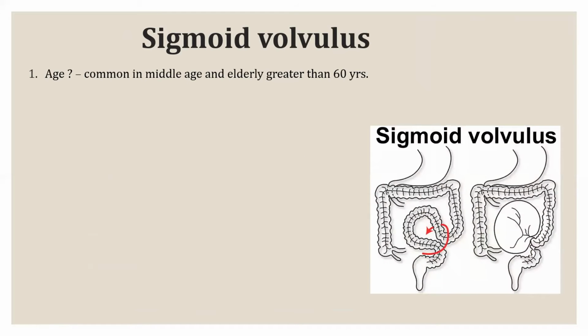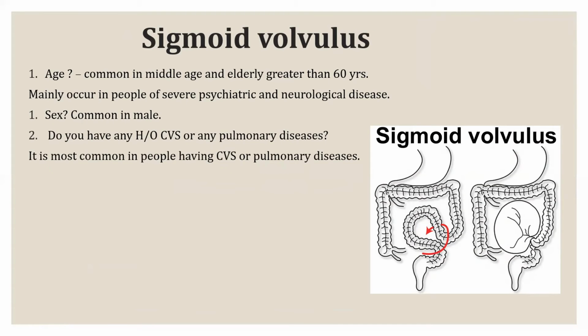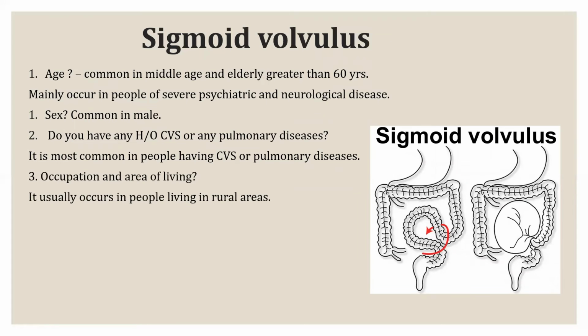Now we'll see sigmoid volvulus. Age, common in middle age and elderly, greater than 60 years. Mainly occurs in people with severe psychiatric and neurological diseases. Sex, common in male. Do you have any history of CVS or any pulmonary diseases? It is most common in people having CVS or pulmonary diseases. Occupation and area of living, it usually occurs in people living in rural areas. If female, ask if she's pregnant. If she says no, because it is uncommon in pregnancy.